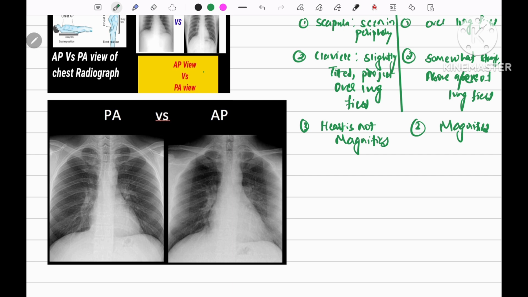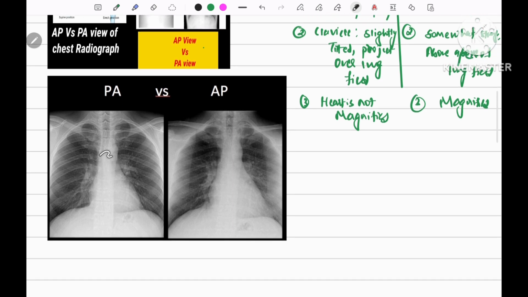And in this picture, we can see clearly that the clavicles are tilted, and in this they are straight. In PA they project over the lung field, and in AP they project above the apex of the lung fields. 2 points. And third is that the heart is not magnified in PA view, and in AP view, the heart is magnified. These are the 3 points.